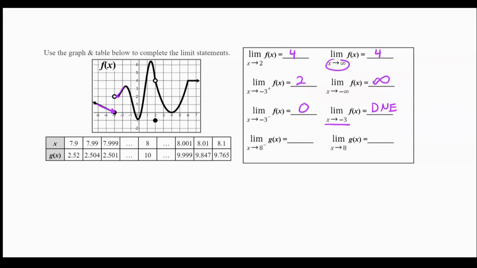Similar idea here. So these last two are going to be dealing with this table. We're looking at x approaching 8 from the left side. What's the y value approaching? It looks like it's getting smaller, maybe getting closer to about 2.5.